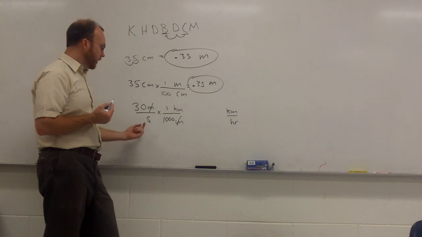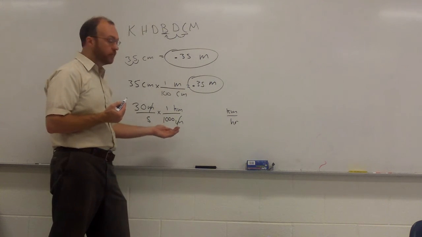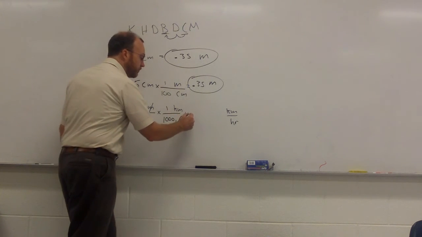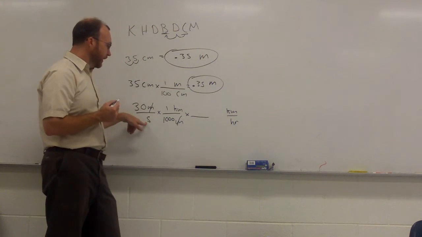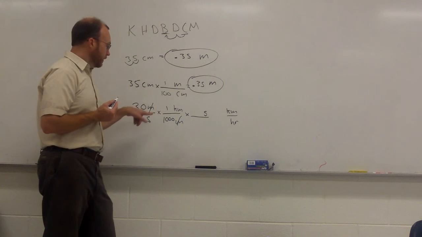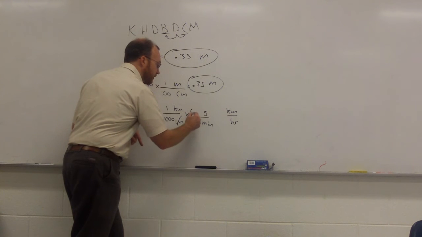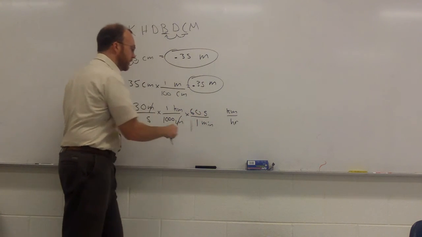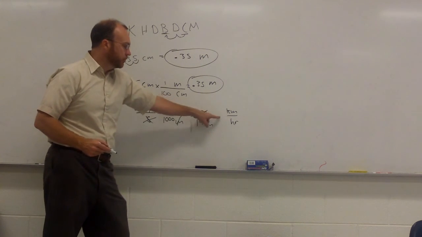Well, I need to do an extra step here. I need to switch seconds to hours. Some of you may know right offhand how many seconds are in an hour, in which case you can do this in 1 step, but a lot of you don't. So let's set this up instead with an intermediate step. Let's get rid of seconds and switch it to minutes. Since seconds is on the bottom, to get it to cancel, I have to put it on the top. And I'm going to switch it to minutes, and there are 60 seconds in 1 minute. So now I have kilometers per minute, almost kilometers per hour.